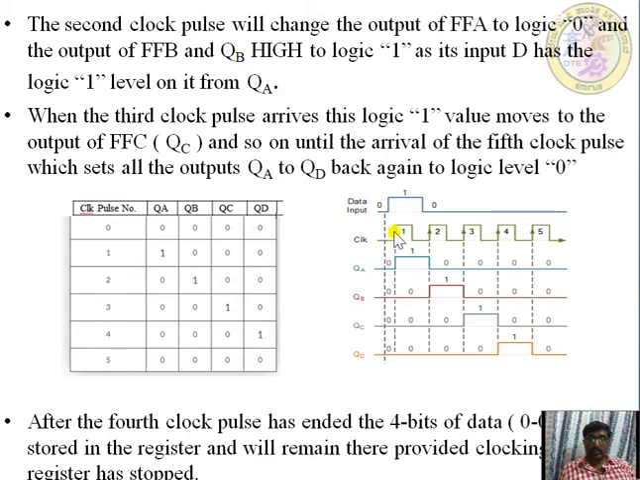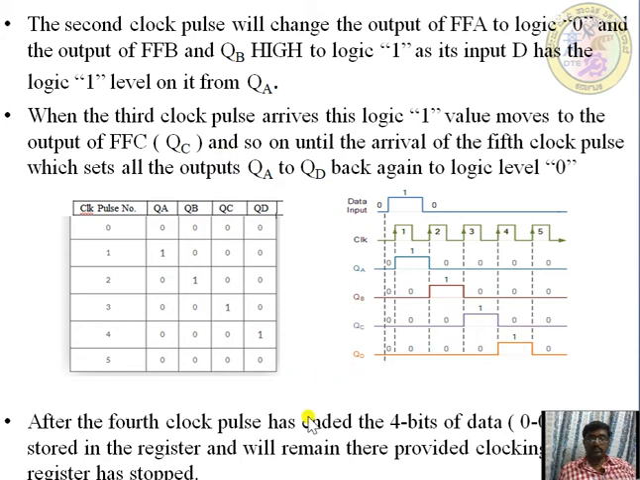See, during the positive clock pulse, initially all the bits will be 0. During the first positive clock pulse, 1 is loaded, and the remaining bits will all be 0. During the second clock pulse, this 1 is shifted to here and the remaining bits will all be 0. During the third clock pulse this 1 is shifted to here, and during the fourth clock pulse this 1 is shifted to here.